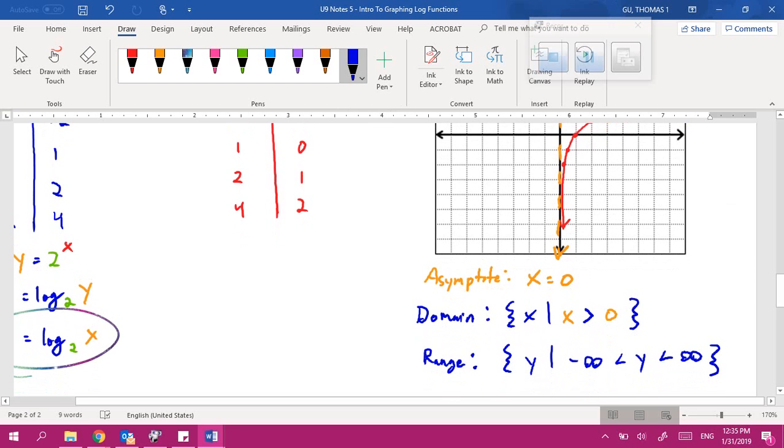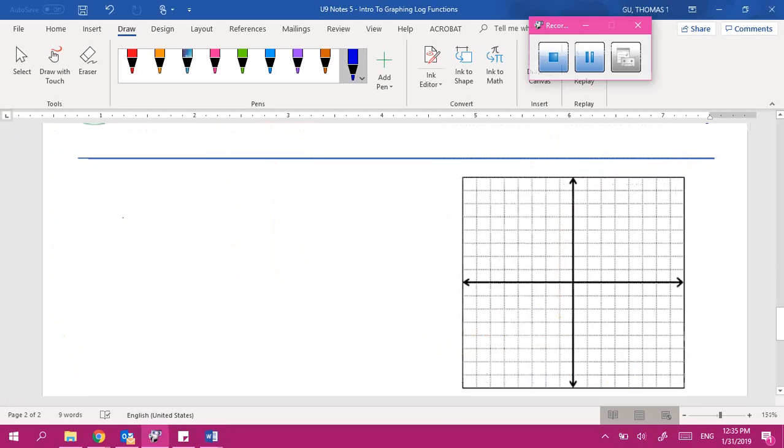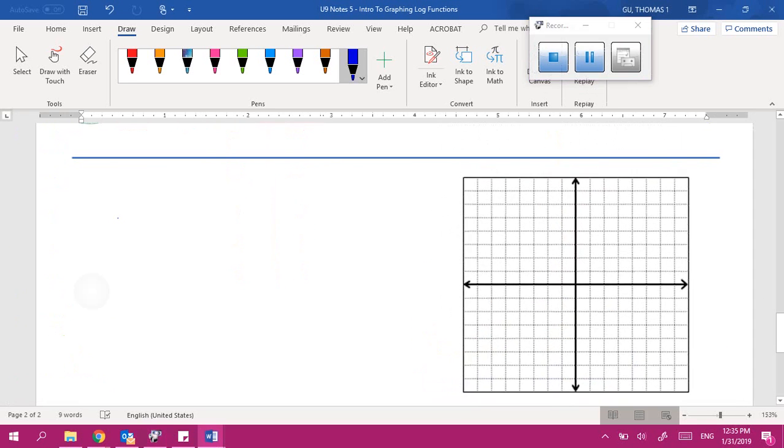Do you guys recall me telling you that the domain for exponential is always negative infinity to positive infinity? Yeah, this is the inverse, exactly. So instead of the domain always being negative infinity to positive infinity, for this logarithmic function, the range is always going to be negative infinity to positive infinity. And there you go.